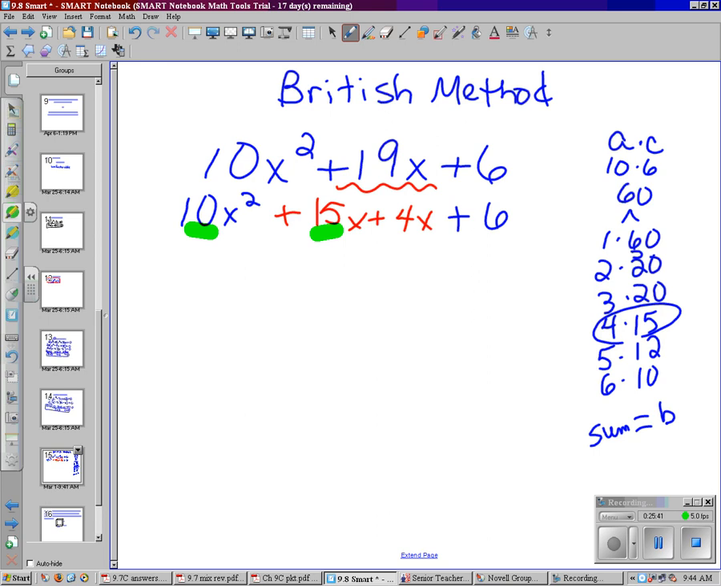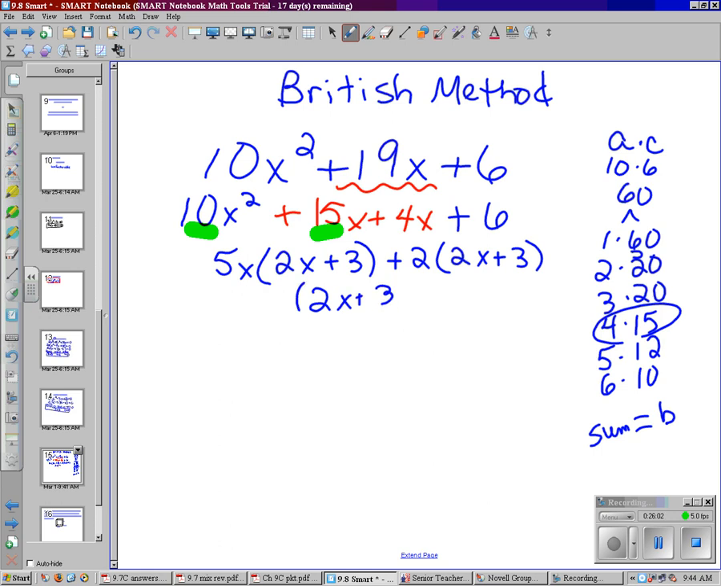So what comes out of 10x squared and 5x? A 5x. What's left? 2x. Plus 3. What comes out of 4x plus 6? A 2. What's left? Okay. What's the common binomial? 2x plus 3. And what's the other binomial? 5x plus 2. No guessing, no checking.